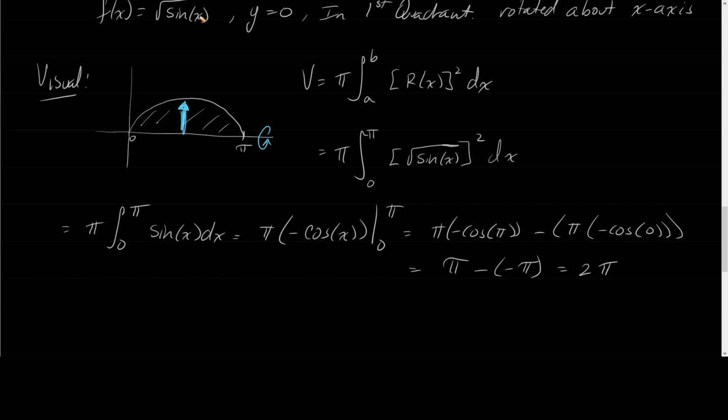And again, what I did here was I said that this cosine of pi is negative 1, and this cosine of 0 is just 1. But negative 1 times a negative gives us a positive, positive times pi, positive pi. 1 times negative 1 is negative 1 times pi, negative pi. Okay, so that's our volume, all right?